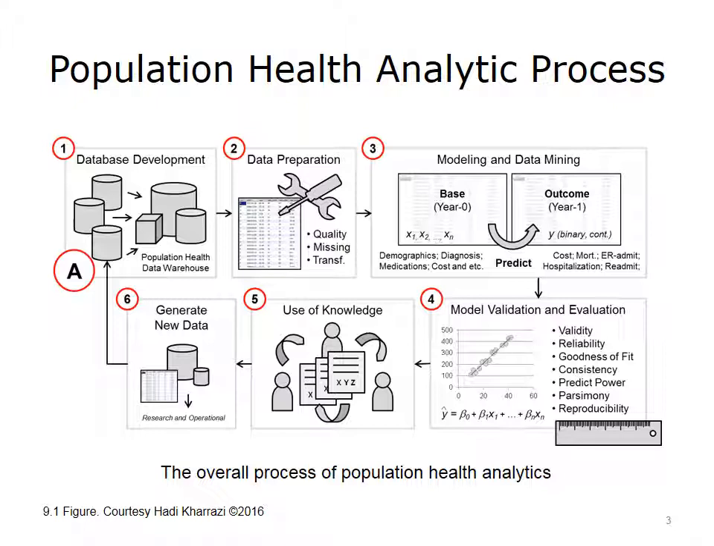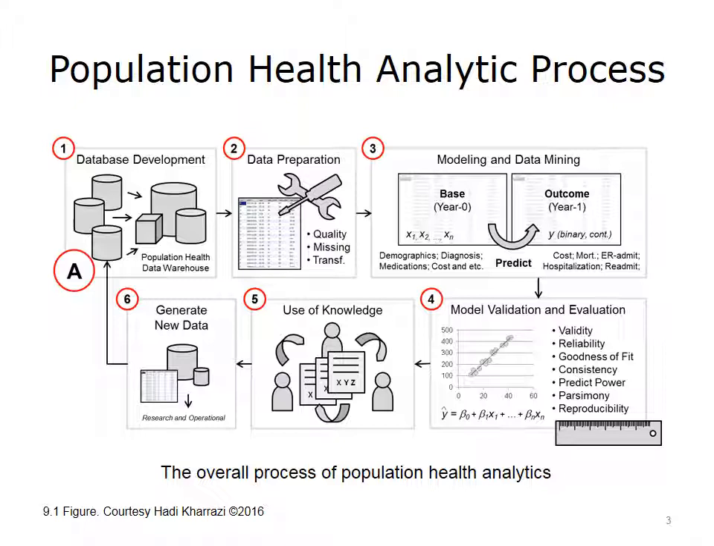This diagram shows the overall steps involved in developing analytics for population health management and risk stratification. As shown in Box 1, the first stage involves the merging of various data sets and developing a centralized or distributed population health data warehouse. These data warehouses usually include independent variables, such as demographics, diagnoses, and medications, and also the dependent variables, also known as the outcome variables, such as cost, hospitalization, emergency department (ED) admission, and other types of utilization variables.